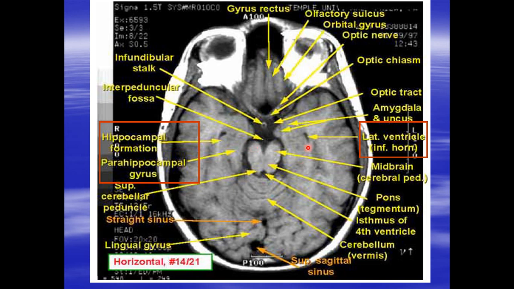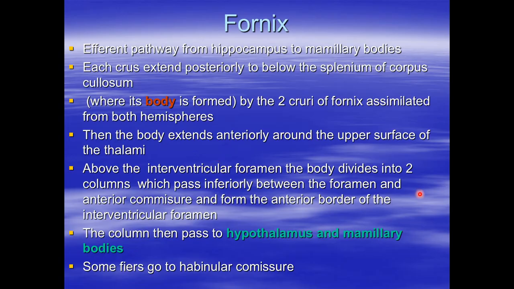In the axial images, we can see the lateral ventricle inferior horn, and at the floor of it is the hippocampal and the parahippocampal structures. Now, regarding the fornix, which is also part of the limbic system, it is formed from the efferent pathways from the hippocampus to the mammillary bodies. So the pathway that goes from the hippocampus to the mammillary bodies is called the fornix, or they are located within a structure named fornix.